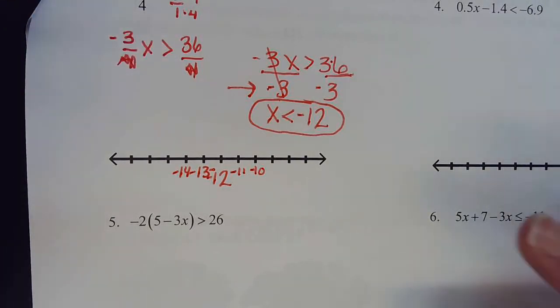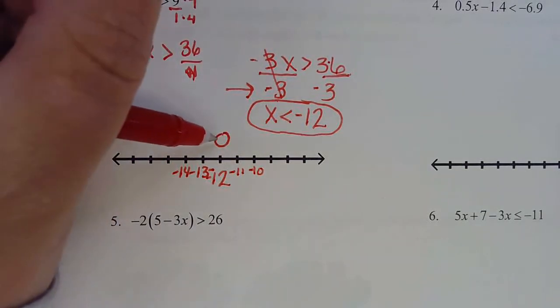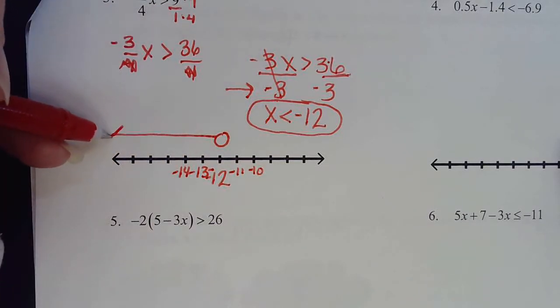So then on the negative 12, open or close circle? Open. And then does it go to the left or to the right? To the left.